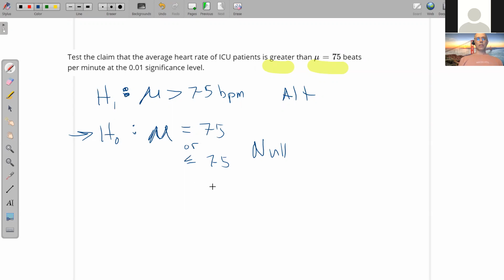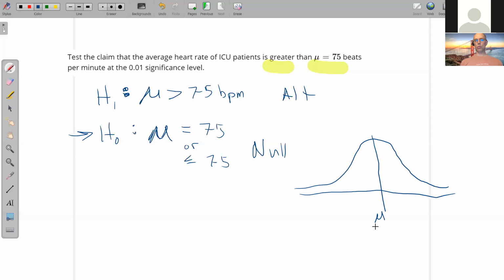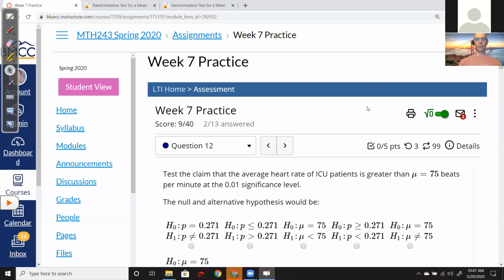Let's see, what else here? Quick sketch. So we put mu is 75 in the middle. This is a right tail test because of the greater than, because of the alternative hypothesis. So somewhere out here is my sample data. And then we run the test and see what happens, find a p-value.